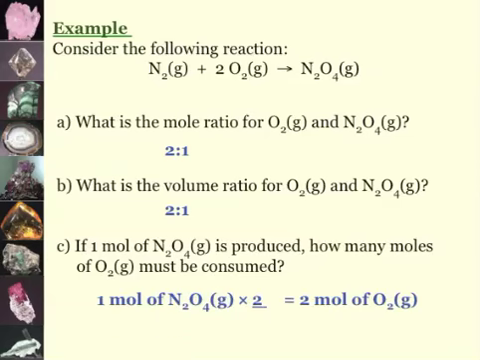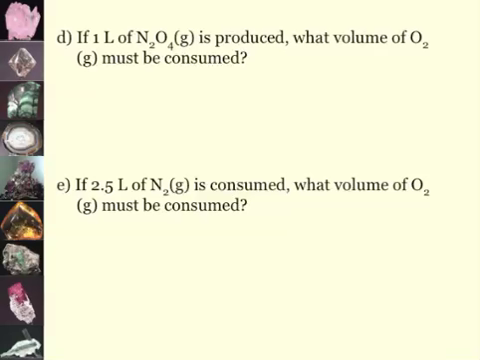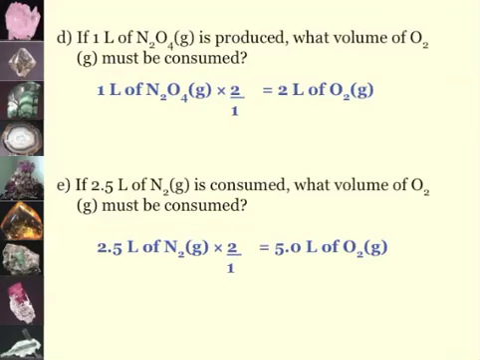Well, I know the number of moles. I'm going to multiply that by my mole ratio. That gives me 2 moles of oxygen gas. So if 1 liter of dinitrogen tetraoxide gas is produced, then what volume of oxygen gas must be consumed? Well, I know that I need, in this case, 2 liters, because the law of combining volumes tells me that these two are in relation. And again, 2.5 gives me 5 liters of oxygen gas. And in the next bit, we will talk about gas stoichiometry.